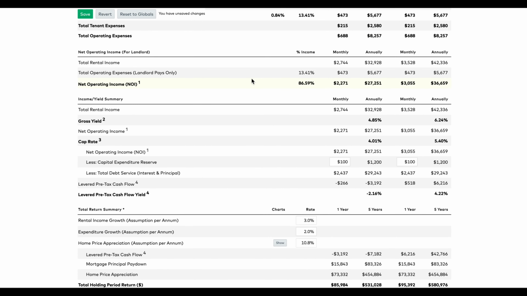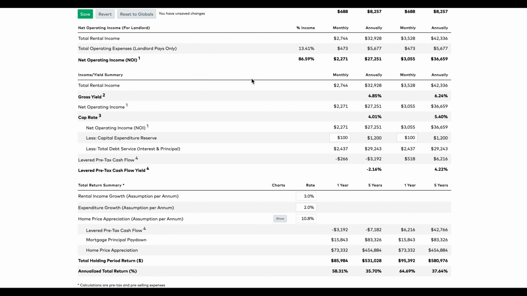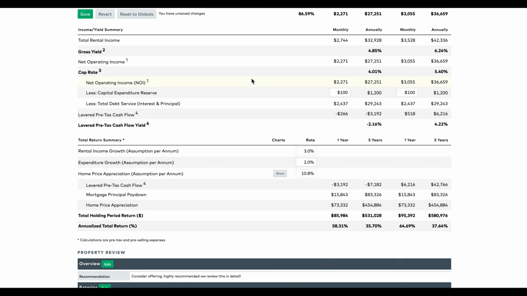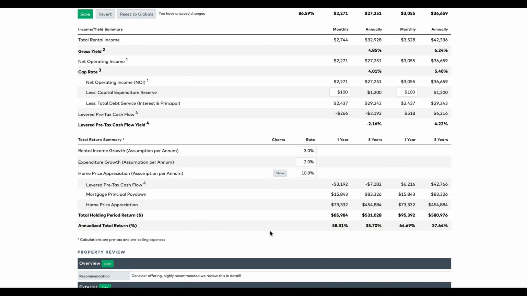Once we have that, let's do some analysis. Let's take a look at our income yield summary. Let's calculate what our cap rate's going to be. Let's make sure that it's the returns that we're looking for. And let's make sure that our total annualized returns, again, are at the levels that we want to anticipate.